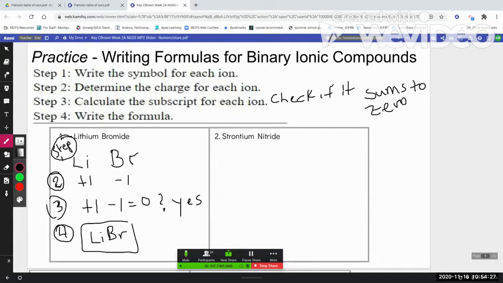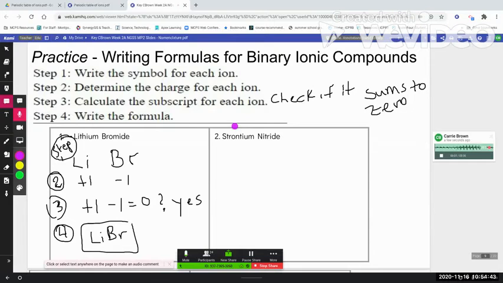So strontium is the first name. So let me actually, so first name, maybe I can record an audio comment. So here. So the first name is always a cation. The second name is an anion. So when you're looking at the periodic table, the cations tend to be on the left and the anions tend to be on the right side of the periodic table.